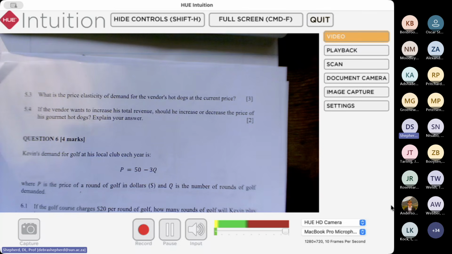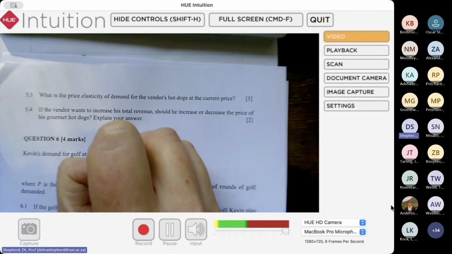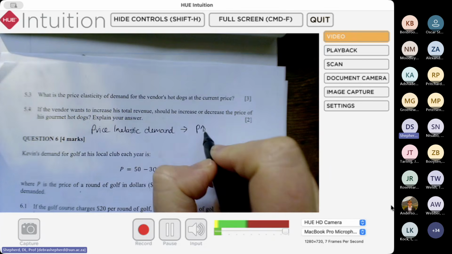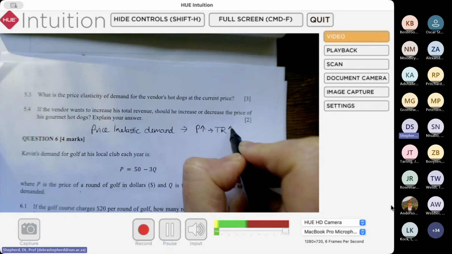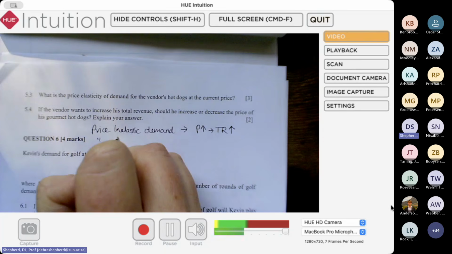If their product is price inelastic in demand, it means that they can increase their total revenue by increasing their price. So if demand is price inelastic, raising the price will lead to a higher total revenue. If it's price elastic demand, then lowering the price would result in higher total revenue.